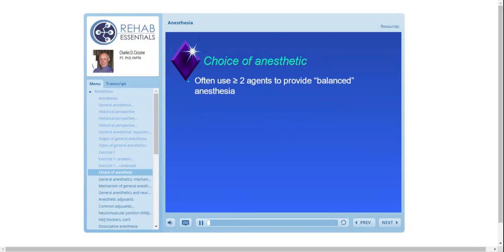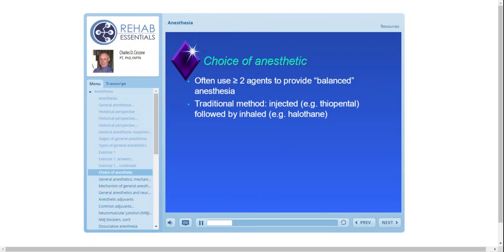So in terms of the choice of anesthetic, we're going to often see 2 or more drugs used to provide what's called balanced anesthesia, taking the advantages of different types of drugs and different routes of administration to give a nice balanced effect and, as we saw earlier, get that patient into the right stage of anesthesia quickly and then allow them to maintain that stage as long as necessary, but then come out of it quickly too. So a traditional method is to use an injected agent, like a barbiturate, thiopental in this case, a small amount, just enough to get the patient under.